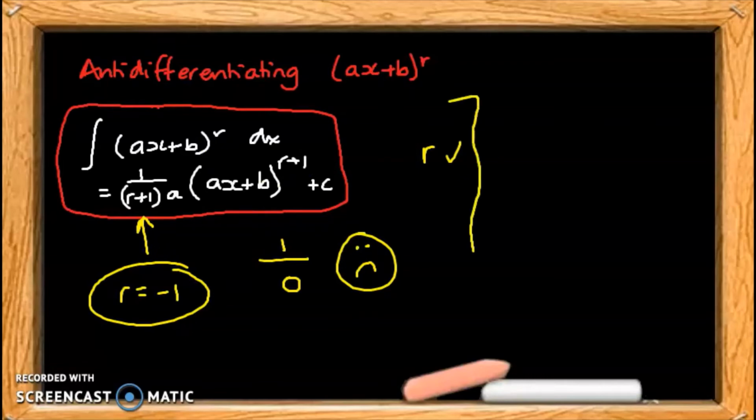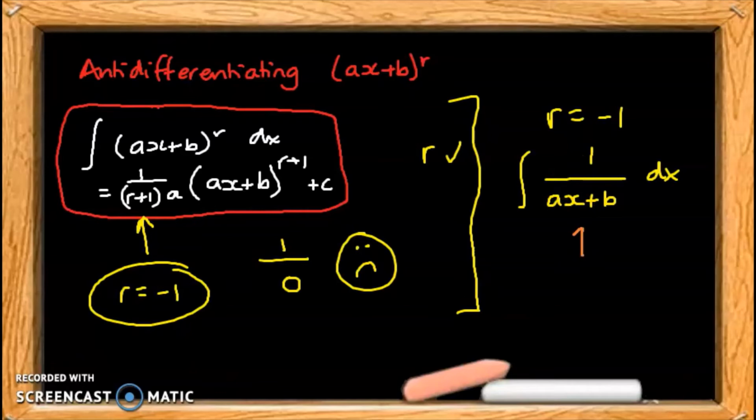That means we're looking at this idea that I have the antiderivative of 1 over (ax + b), because when r equals -1, this is in the denominator to the power of 1. What do we know from differentiation where we arrive at an answer of 1 over something? And what we know is that the derivative of a log will give us an expression like this.